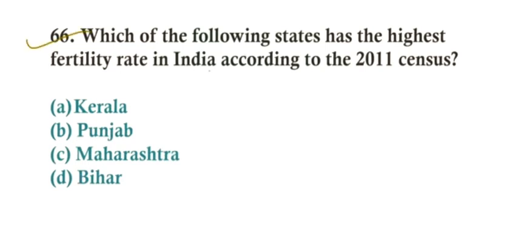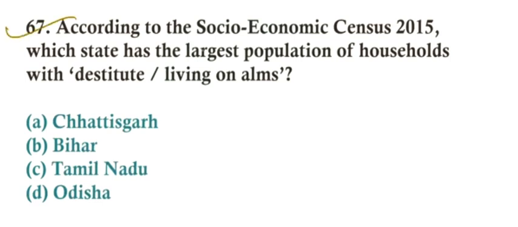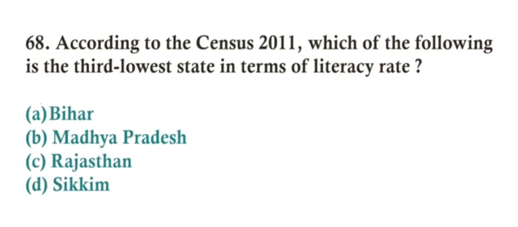66. Which of the following states has the highest fertility rate in India according to the census 2011? Highest fertility rate. Option D is the correct answer, Bihar. 67. According to the socio-economic census 2015, which state has the largest population of households with destitute living on alms? Option number D, Odisha is the correct answer.